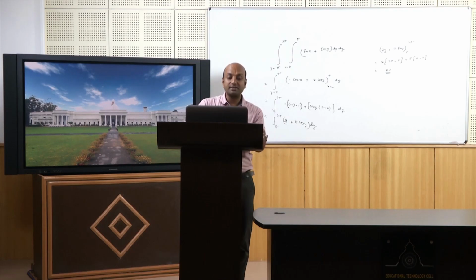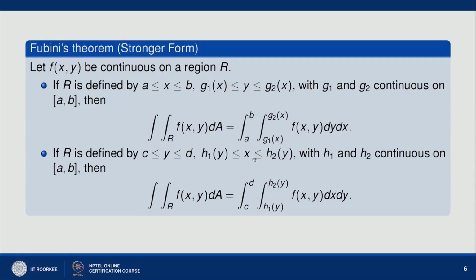Similarly, another form of this is, if we define R as y varying from c to d and x varying from h1(y) to h2(y), with h1 and h2 continuous on the closed interval, then the double integral over R of f(x,y) dA will be given as, now you first integrate with respect to x, taking the limits of x from h1 to h2 and then y from c to d, and take dx dy, because you are putting the limits for x first.